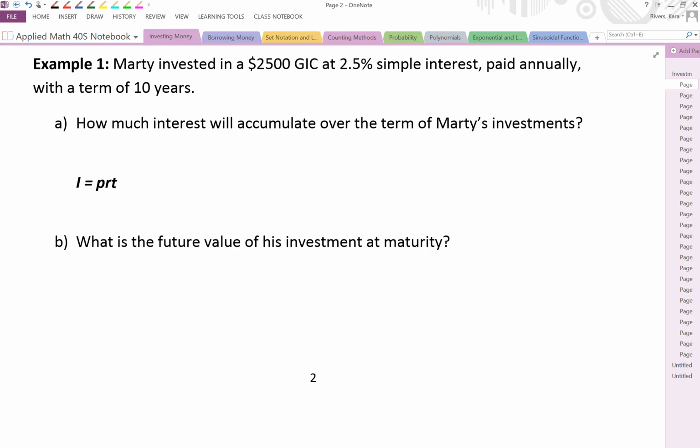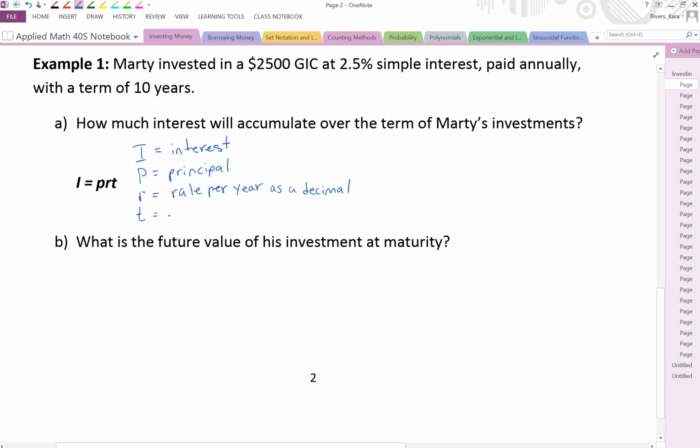Okay, so here's our first equation that we're being given. This is our simple interest formula, where I represents the interest, P represents the principal, R is our rate per year. Sometimes we see that as per annum or annually, as a decimal. And T is a measurement of time, specifically in years.